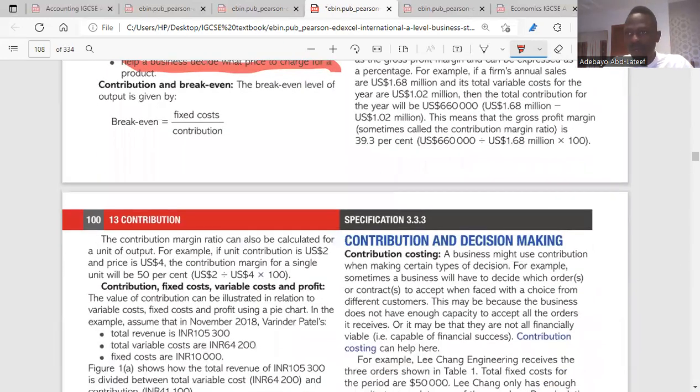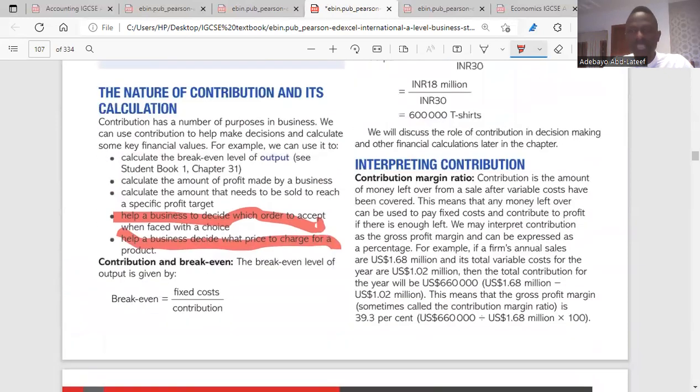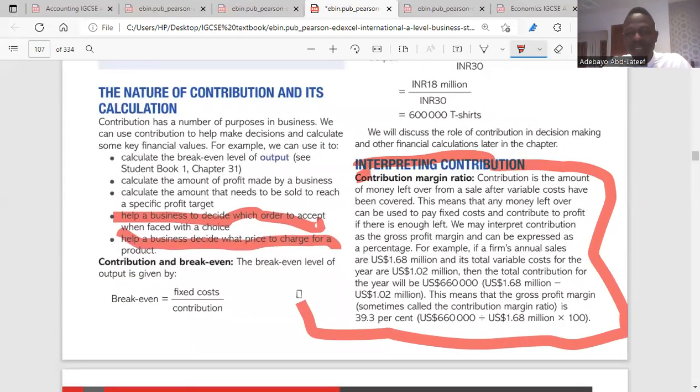So we have interpreting contribution. When I talk about interpreting contribution, what does that imply? We're talking about different ways in which we have to start thinking when it comes to contribution. So for interpreting contribution, we're going to start with the contribution margin ratio.